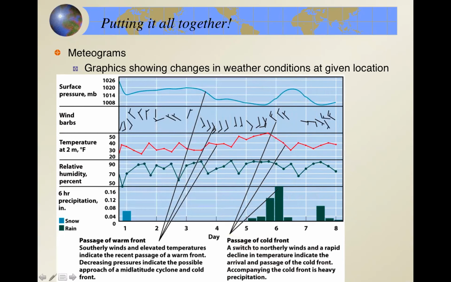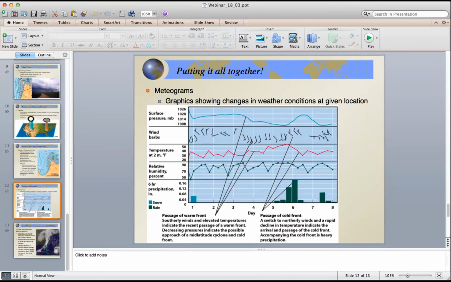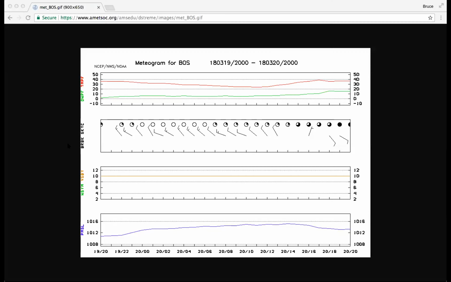Now I'm going to share, before I conclude, another set of slides. Stop sharing this. I will start sharing another one. So this is the most recent meteogram for Boston that I could find. It's not nearly as nice as the other one.